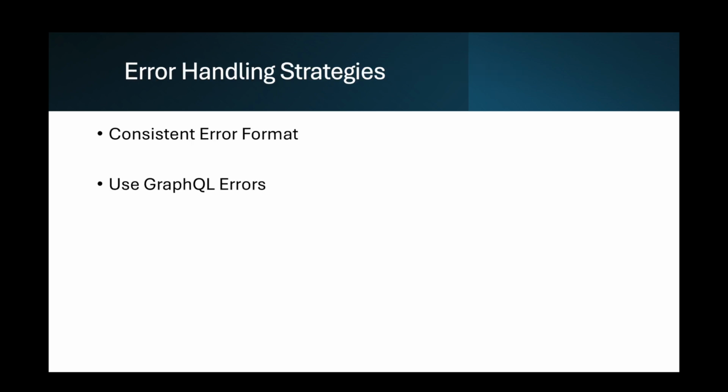What are some of the error handling strategies? So the first one is a consistent error format. Define a consistent error format for your GraphQL API responses to make error handling easier for clients. Second is to use GraphQL errors.